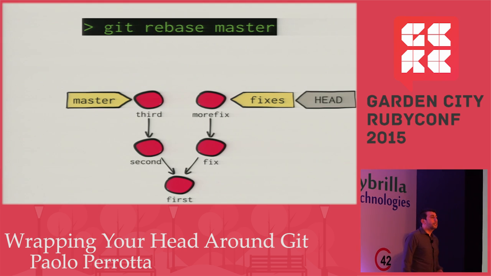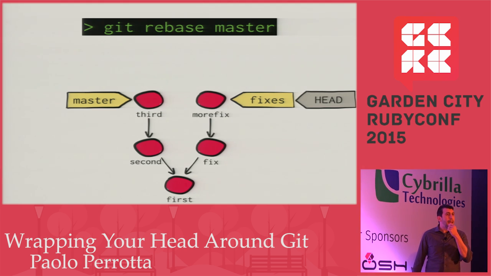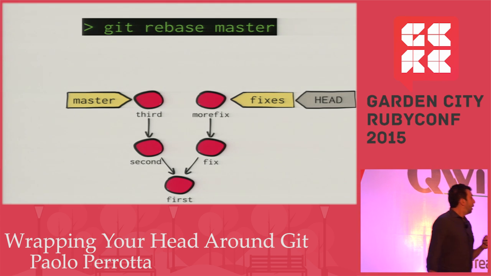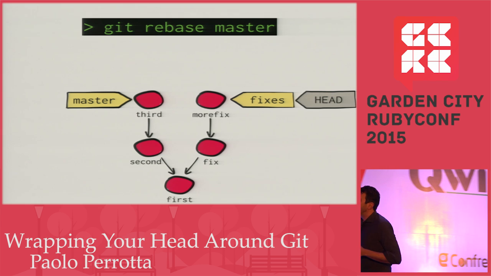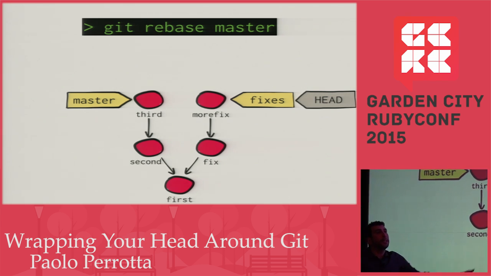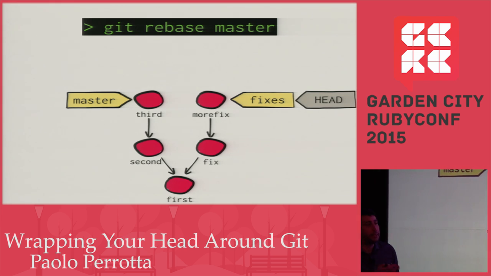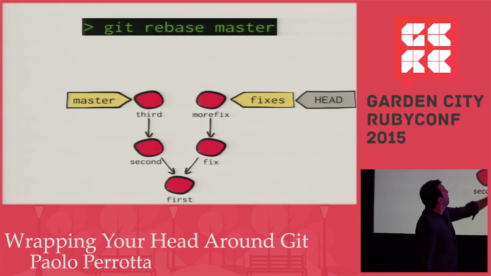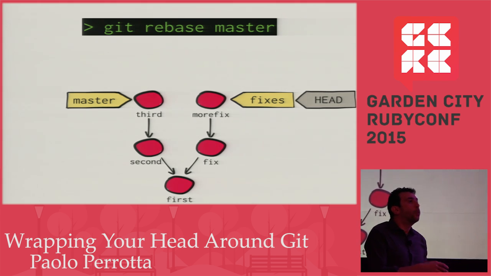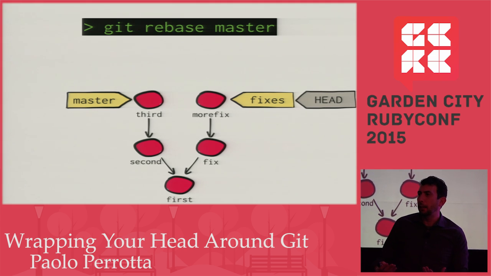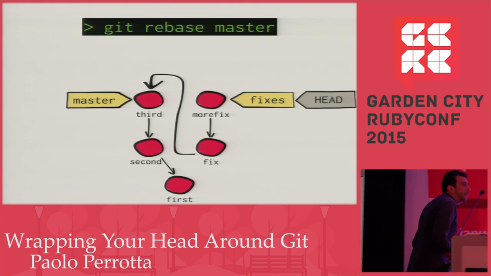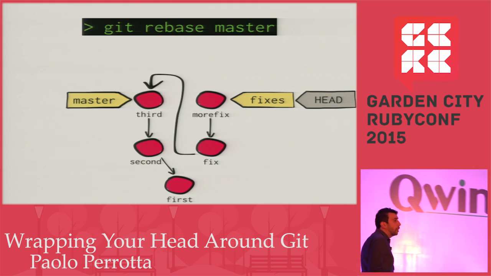What happens if I say git rebase master? What's a rebase? This is what you want to do. What you would like to do is to take this connection, the connection between fix and first, cut it off, break it, and move it to third. Rebasing, right? I want to change the base of this chain, okay? So you want to do this. That's what you want to do, but you can't.